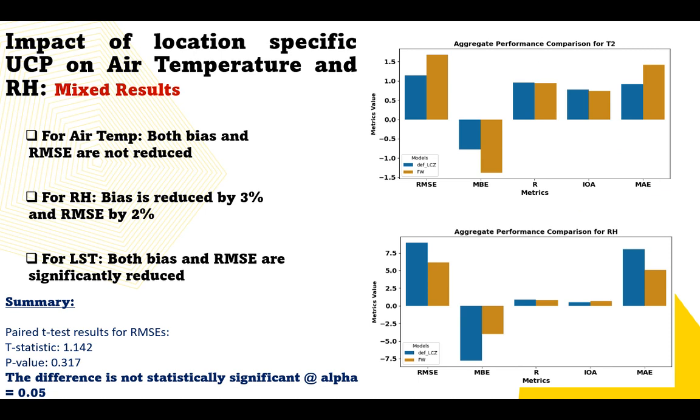We found that for air temperature, the bias is not reduced even for our fieldwork, and the root mean square error is also not reduced. However, for relative humidity, it's fine. Our fieldwork is better, and for land surface temperature, it's also better. So we used a simple paired t-test to see if there's any significant difference in the root mean square errors of all these variables. We found that the difference is not statistically significant at the 95% confidence level.